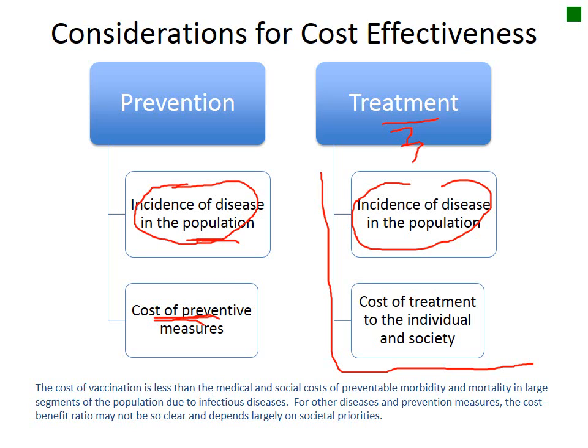So the cost, another example at the very bottom here, is the cost of vaccination is less than the medical and societal costs of preventable morbidity and mortality in large segments of the population. So meaning vaccines have been very cost effective in terms of not only preventing harm, but also minimizing the cost financially.